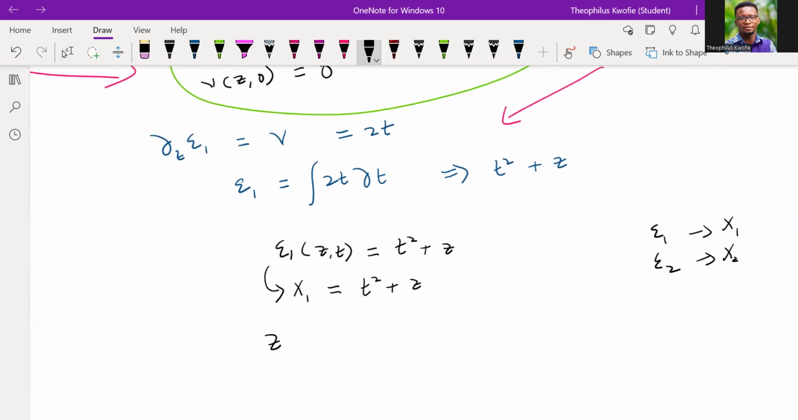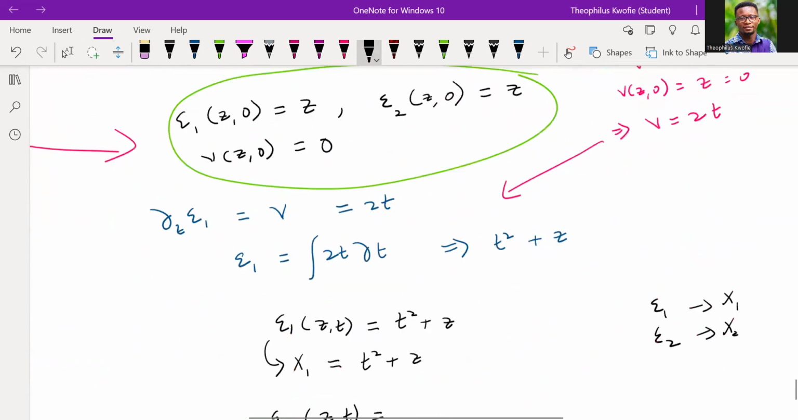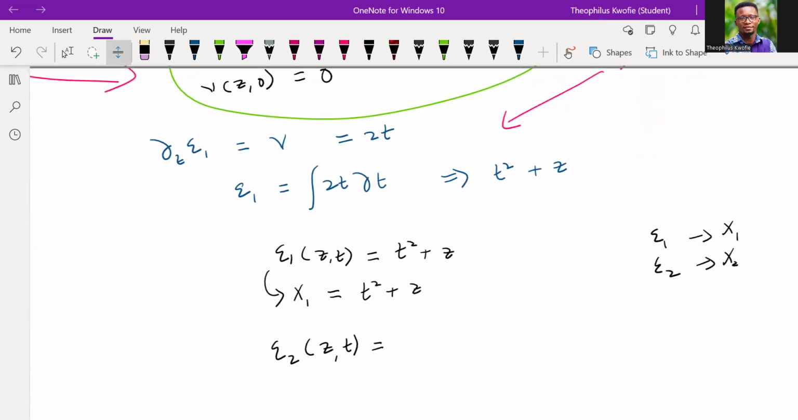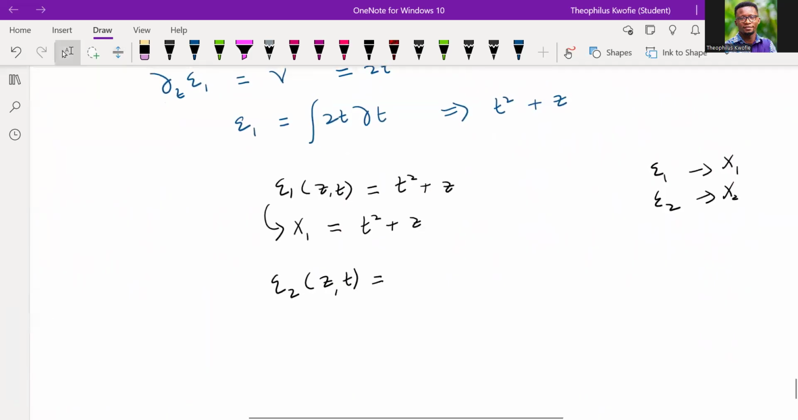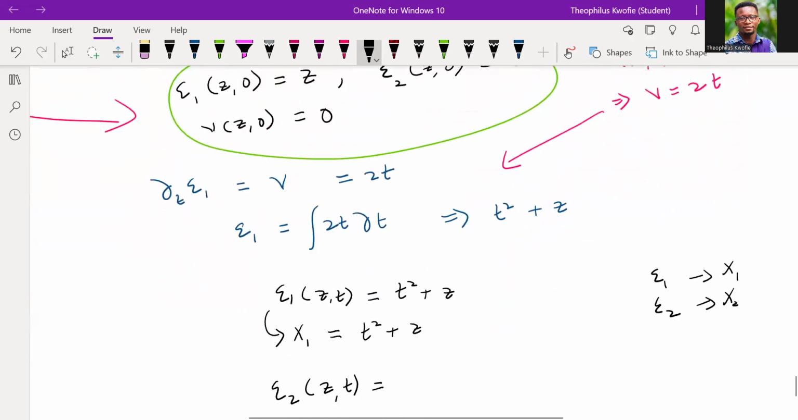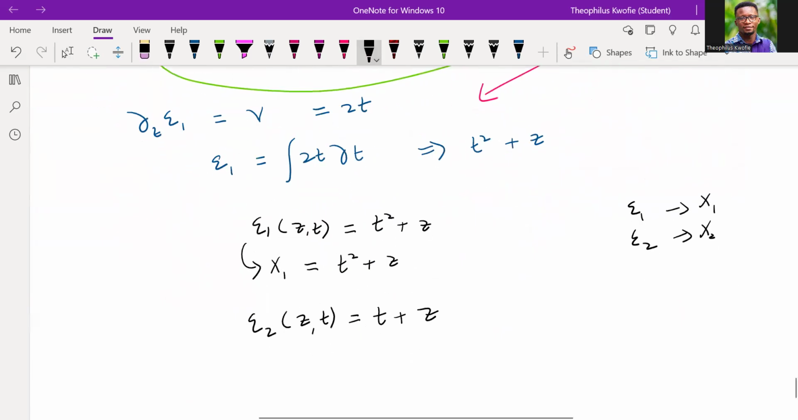And then our Xi2 of Zt should be equal to what? Already we know our Xi2, right? Our Xi2, we had T plus Z. But what is our Xi2? Our Xi2 would correspond to your X2. Your X2 will be equal to T plus Z as well.